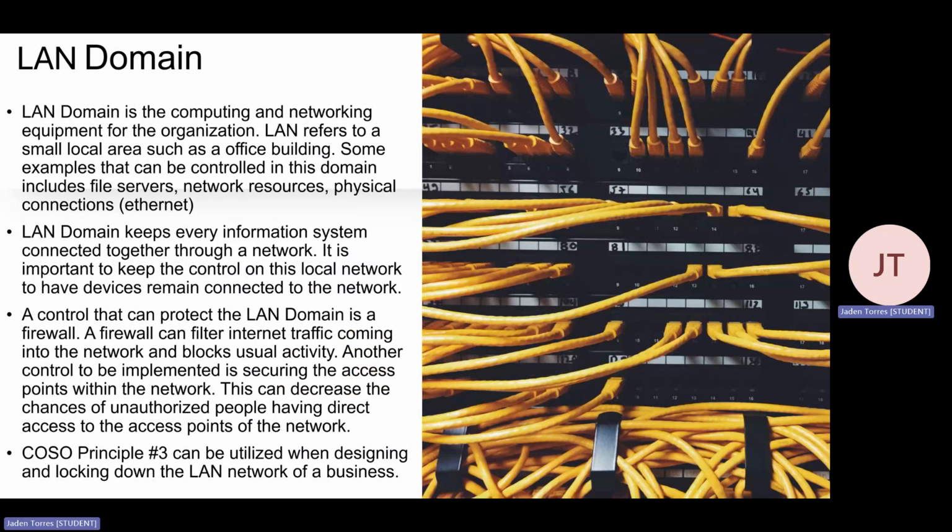Another control that can be implemented is securing access points within the network. Depending on how many access points your LAN domain has, it's recommended to secure them, put them in the office behind a locked door, somewhere where the security is sensitive and is at a high. This prevents any unauthorized people from having direct access to that access point and potentially plugging in something harmful for the network.